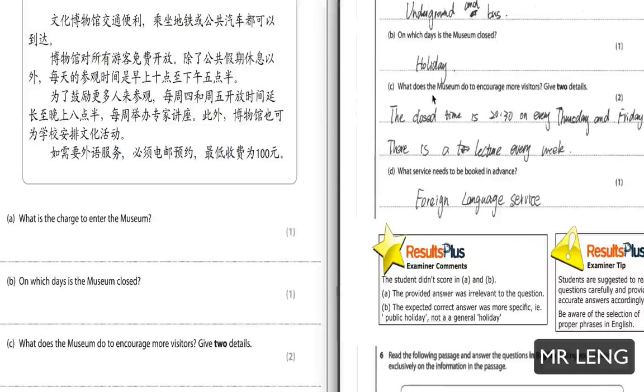And C, what does the museum do to encourage more visitors? Give 2 details, 2 marks, 1 detail, 1 mark. So in order to attract more people, so the first thing they do is Thursday, Friday, the opening time extended to 8:30. Okay? And also, each week they hold the expert, the specialist talk lectures. And in addition to that, the museum can also arrange the cultural activities for school.